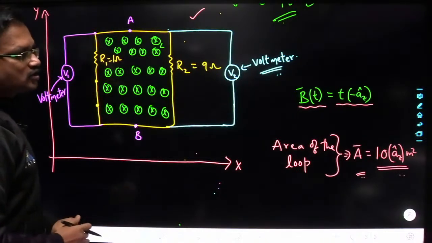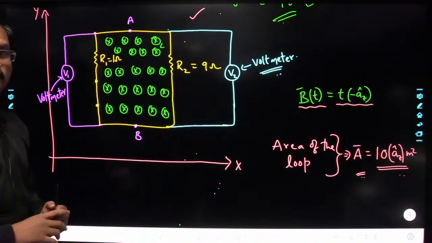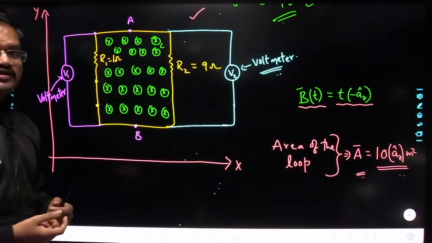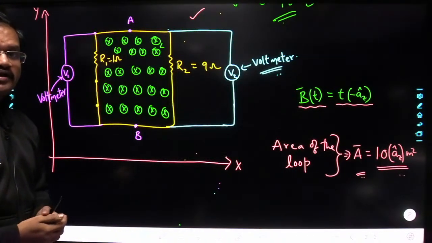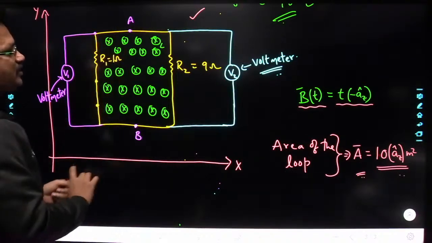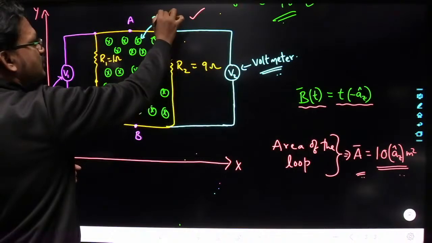Right. So now here we try to determine, we know that whenever there is a change in magnetic flux, there induces an EMF around the closed loop. Right. Okay. So what is happening here? Here you are having the B field. So this is nothing but the B field, right?